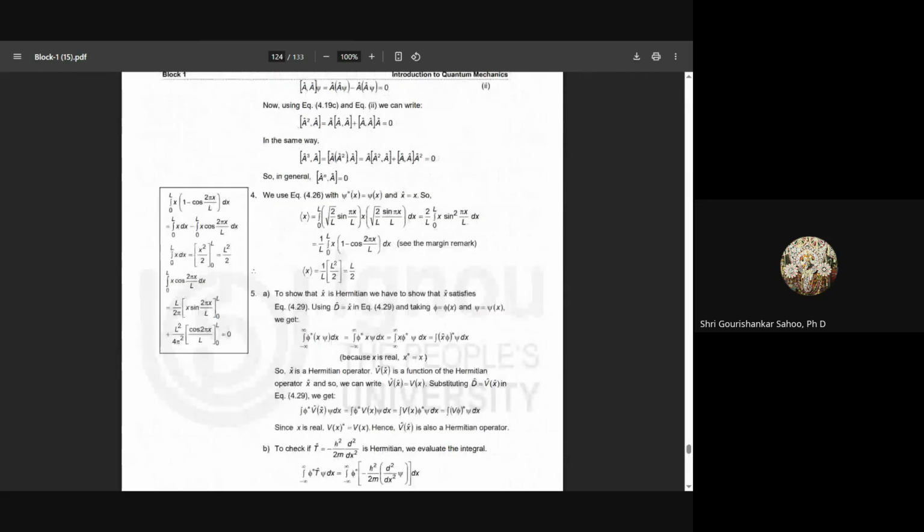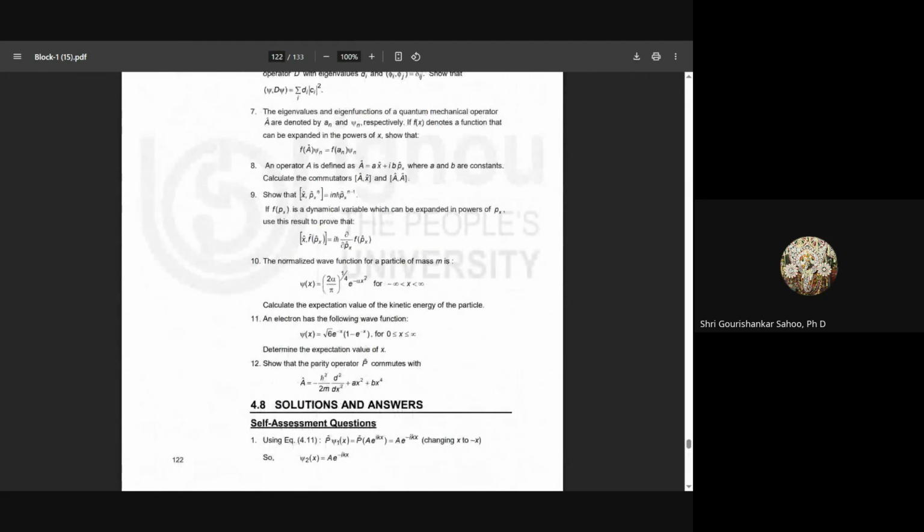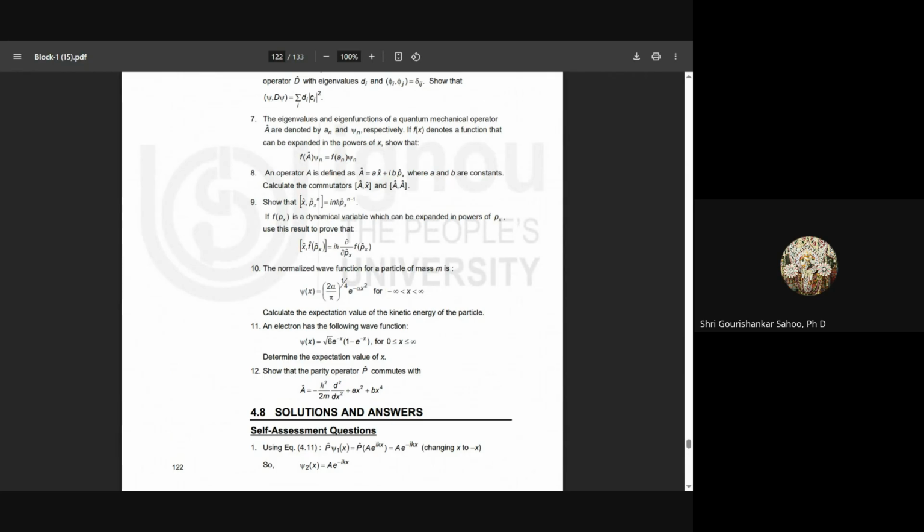And there is another problem. Show that the commutator of x cap with px cap to the power n is equal to i n h cross px cap to the power n minus 1. If f(px) is a dynamical variable which can be expanded in powers of px, you can have the commutator of x cap with f(px cap) is equal to i h cross del f by del px cap.